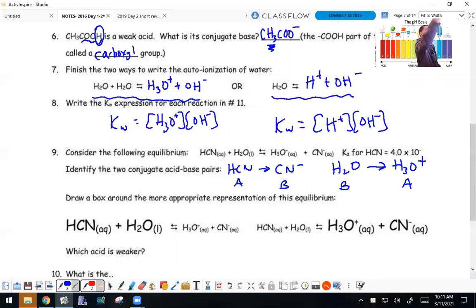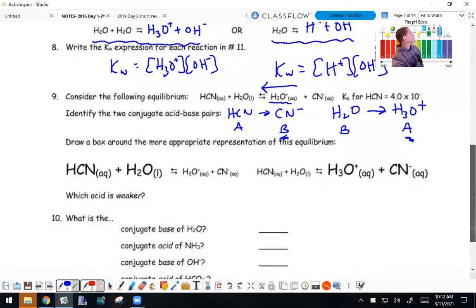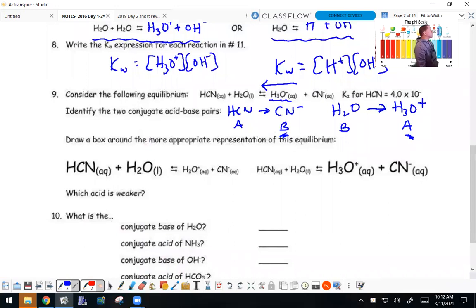If I'm going from right to left, we would say that H3O plus is giving up a hydrogen to the CN minus. So once again, it would be the acid, and CN minus would be the base. Draw a box around the more appropriate representation.